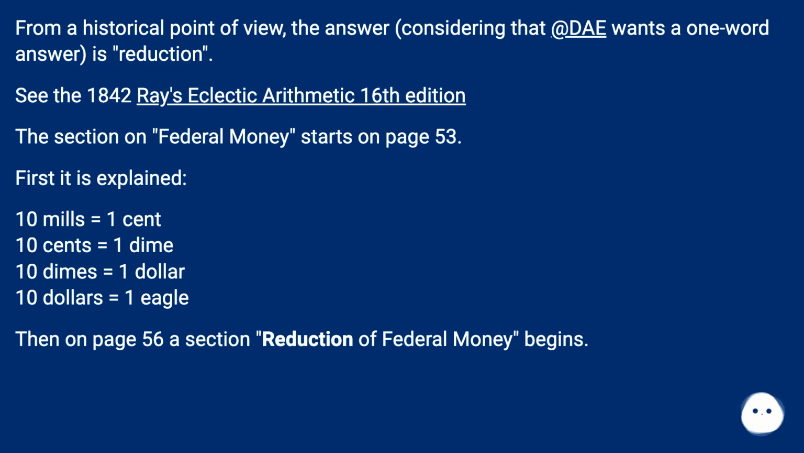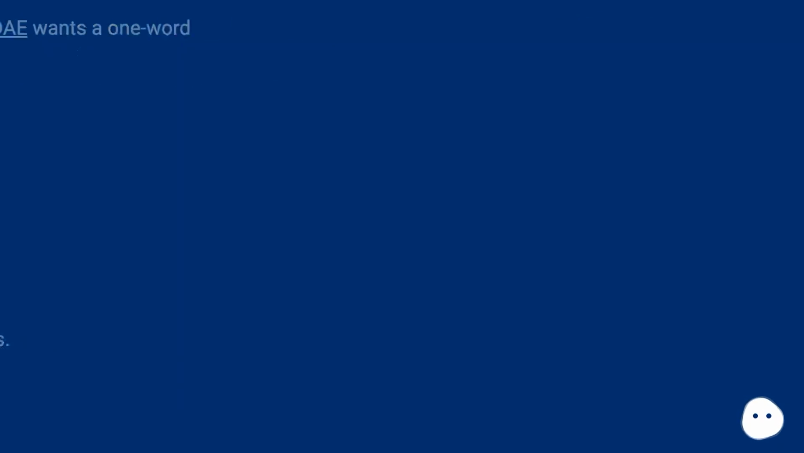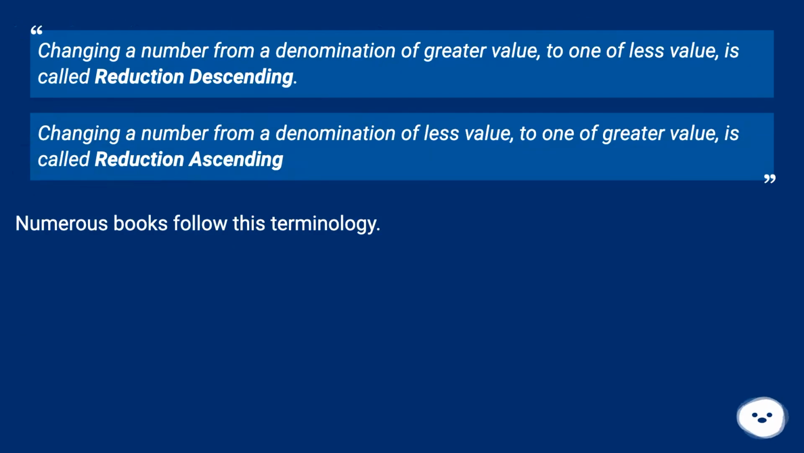Then on page 56 a section, reduction of federal money, begins. Changing a number from a denomination of greater value to one of less value is called reduction descending. Changing a number from a denomination of less value to one of greater value is called reduction ascending. Numerous books follow this terminology.